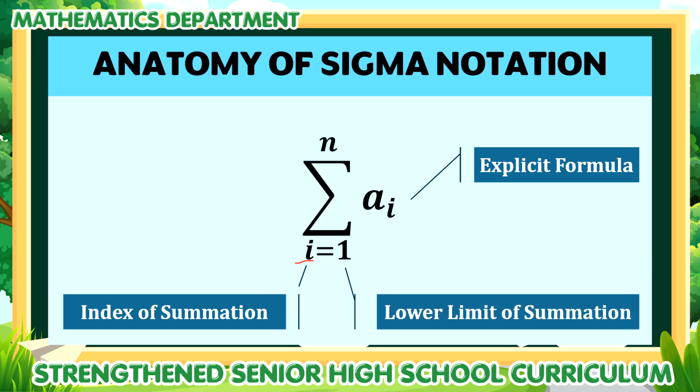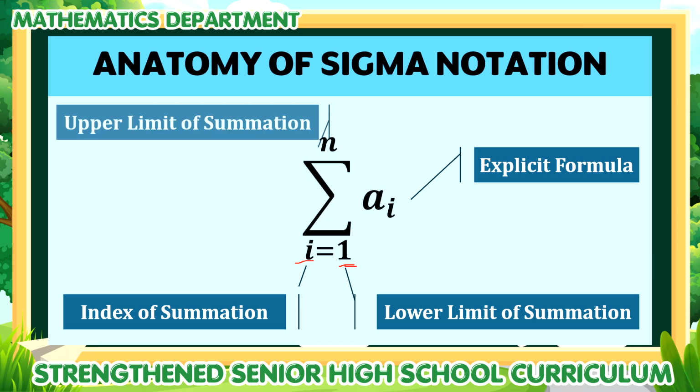The next part is this value. This is called the lower limit of summation, and it shows where to start. And then lastly, we have this variable n, which represents the upper limit of summation. This upper limit of summation shows where to stop.